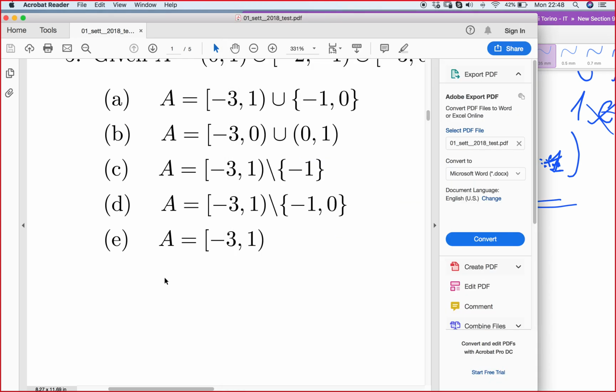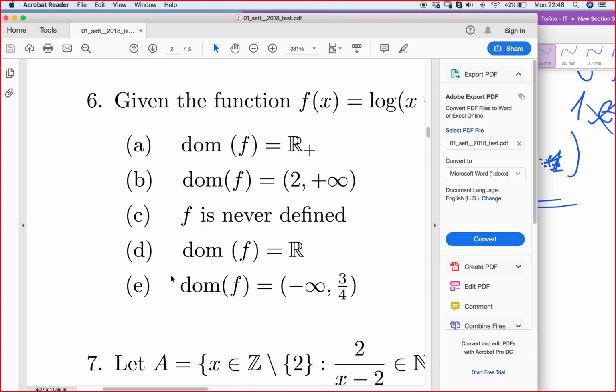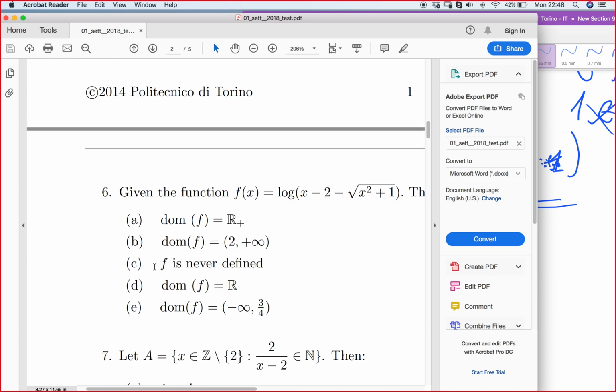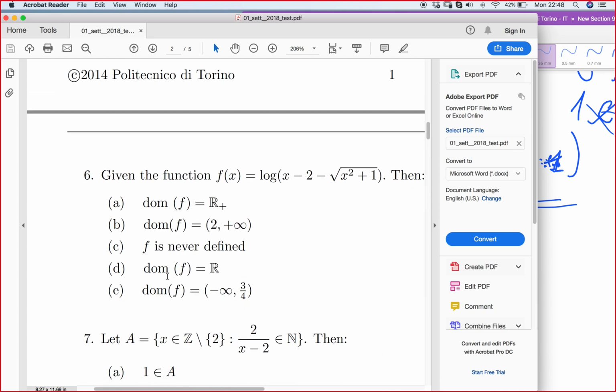Okay, number 6. You are given the function f of x equal to the logarithm of x minus 2, minus the square root of x squared plus 1. Then which of the following is the domain of f: R plus, or f is never defined? So we understood that we need the domain, right?